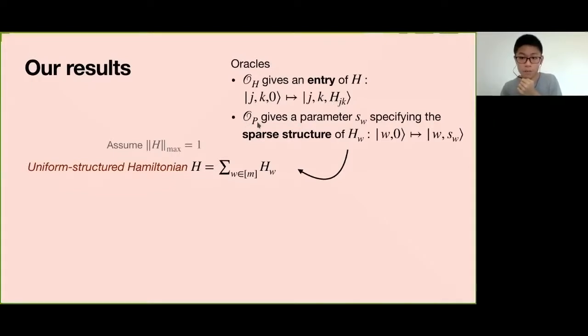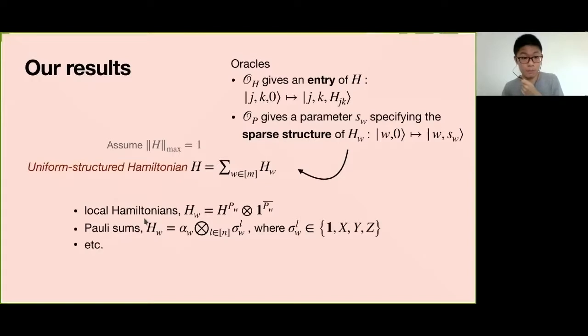The second oracle is called O_P, and this is not very standard. It will give you a parameter that specifies the sparse structure of H_w. That means here we are assuming each H_w has a special sparse structure. That means the non-zero entries in H_w have a special pattern. So this special pattern can be specified by a parameter s_w, and O_P just computes s_w from w. Note that these oracles differ from the oracle used in previous work. And we will see this oracle is actually natural for a wide class of Hamiltonians.